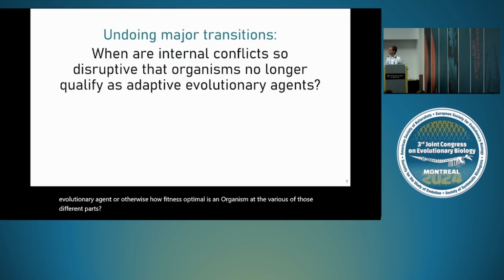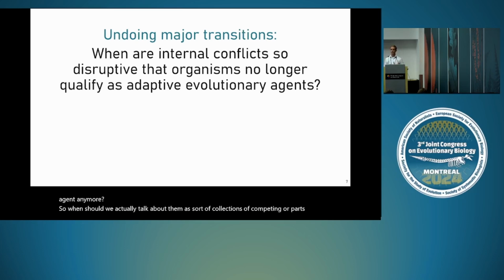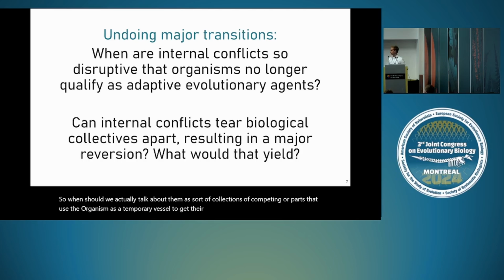And so, coming to the point of my talk, the idea of a major reversion, we've been asking ourselves, when do we actually undo these major transitions? So when are these internal conflicts so disruptive that an organism doesn't really qualify as an adaptive evolutionary agent anymore? So when should we actually talk about them as collections of competing parts that use the organism as a temporary vessel to get their way? We can rephrase that question by saying, can these internal conflicts give rise to selfish elements and lead to organismal biology being so disrupted that they're actually torn apart, resulting in a major reversion? And if so, what does that even yield? So that was the question we had at first, like what does that even mean?